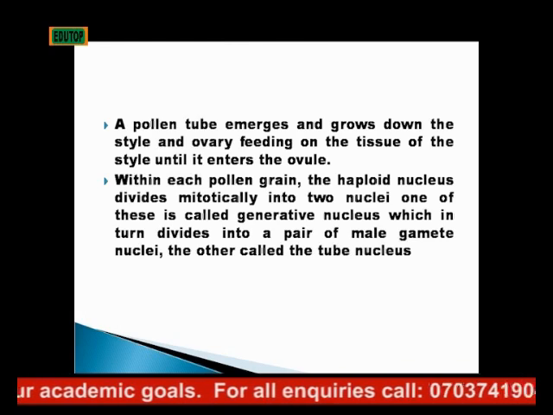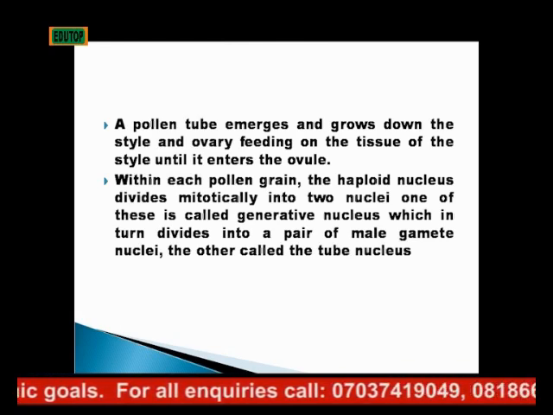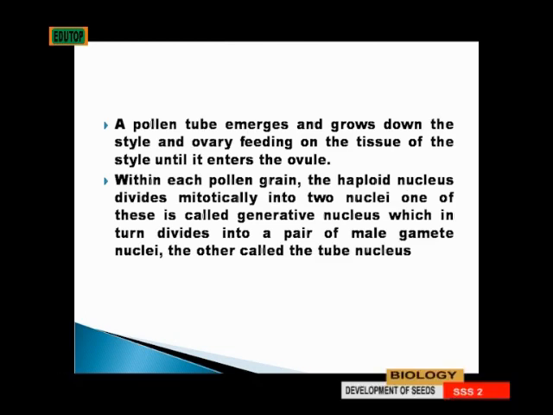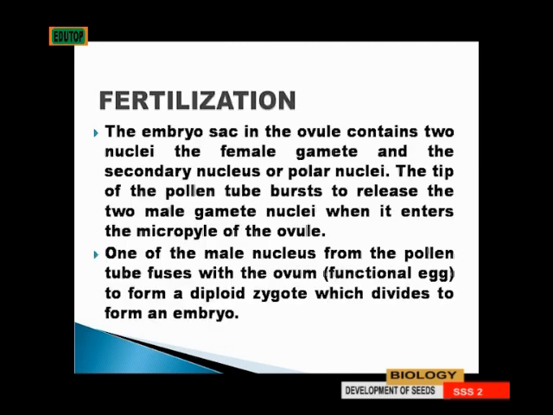Within each pollen grain, the haploid nucleus divides mitotically, that is, by mitosis, into two nuclei. One of these is called the generative nucleus, which in turn divides into a pair of male gamete nuclei. The other is called the tube nucleus. The embryo sac in the ovule contains two nuclei, the female gamete and the secondary nucleus, or what is called the polar nuclei.